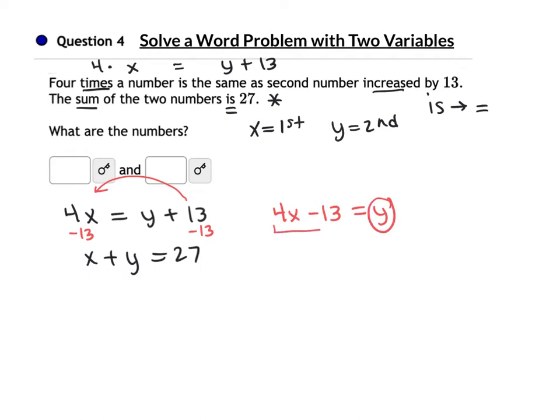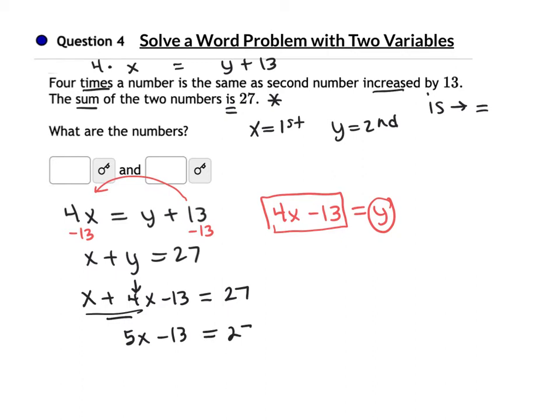Now I have y by itself. It's the same thing as 4x minus 13, meaning I can go on the other equation and replace y with 4x minus 13. This becomes x plus y, y is 4x minus 13 equals 27. Simplify. x plus 4x is 5x minus 13 equals 27.